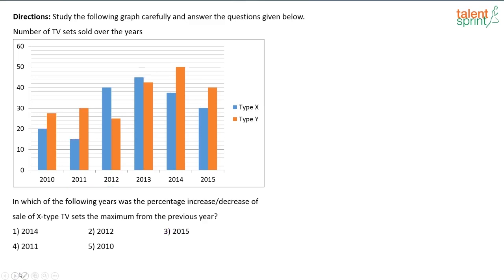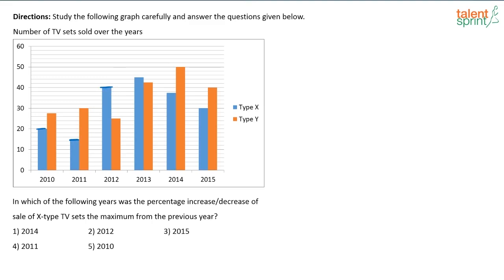In which of the following years was the percentage increase or decrease of sale of X type TV sets the maximum from the previous year? Again, just look at the graph and compare, you will be able to get the answer. What's the answer for this one? See, here it is 20, here it is 15, okay, that is the difference. But if you compare this and this, in 2012 it is 40, here it is 15. So basically it has doubled, from 2011 to 12, it is more than double.